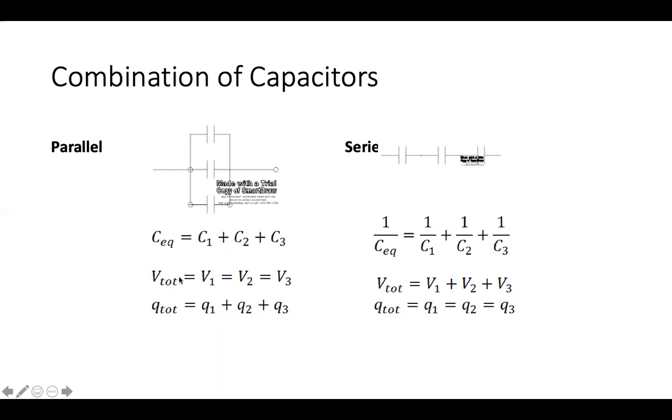For voltage, for any devices that are connected in parallel, their voltage values are all the same. So here's the case for the capacitors. And here for any devices connected in series, the total voltage is always the sum of individual values. So is that for the capacitors. So this is how the total voltage values are.